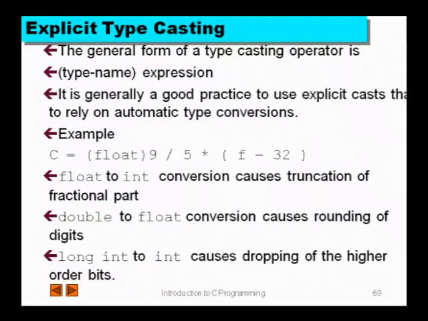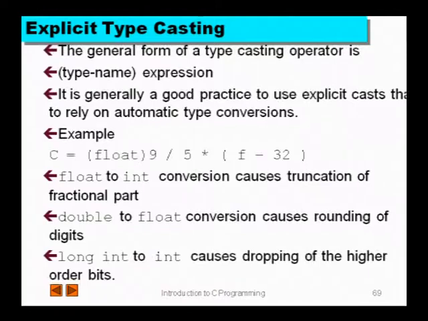Here 9 by 5 is integer division, and we are converting the integer division to type float. Usually if you apply integer division, you will get the result as 1, but as you are forcing explicit conversion of type float, you will get the value as 1.8. Float to integer conversion causes truncation of fractional parts. If you convert, for example, 1.8 into type integer, it becomes 1, so the fractional values will be truncated and you will get wrong results.